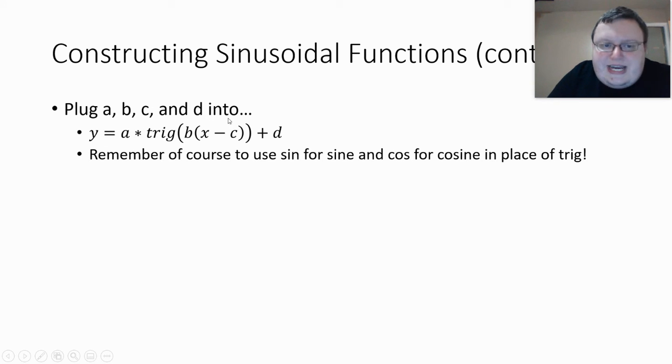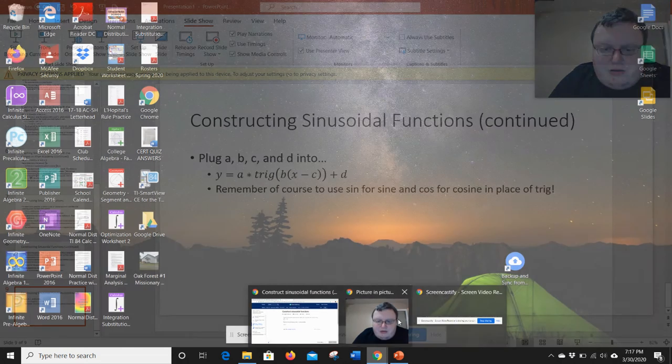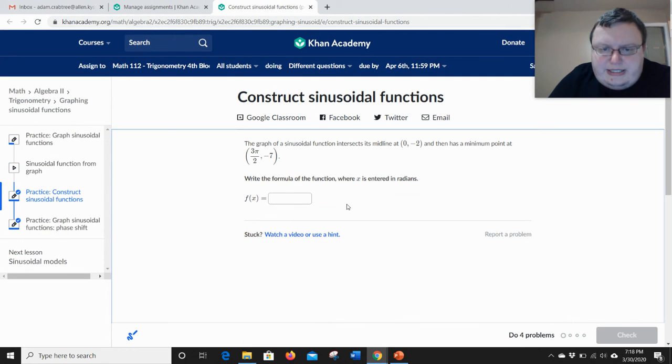Plug A, B, C, and D, all of them into this function. Remember, of course, to use SIN for sine or COS for cosine in place of TRIG. You plug all that in, boom, you plug your equation into the computer, into Con, and you get the right answer. So let's just walk through one example of that just to make sure that we're all okay on that. So we're looking at this example right here.